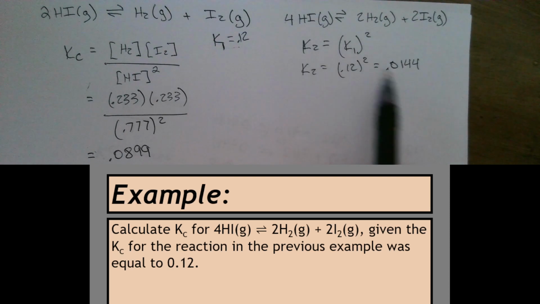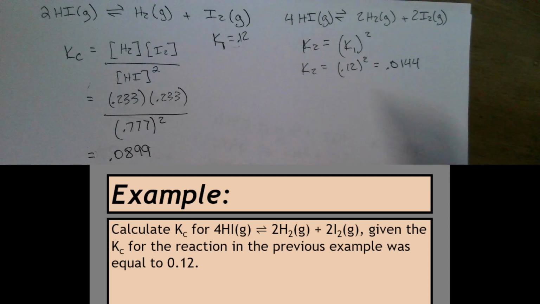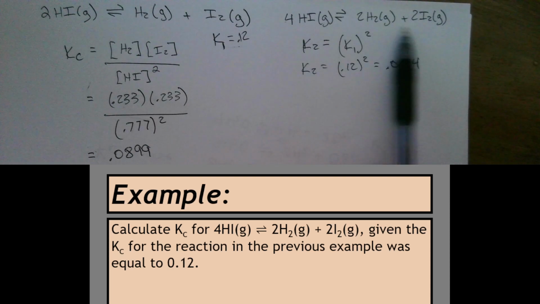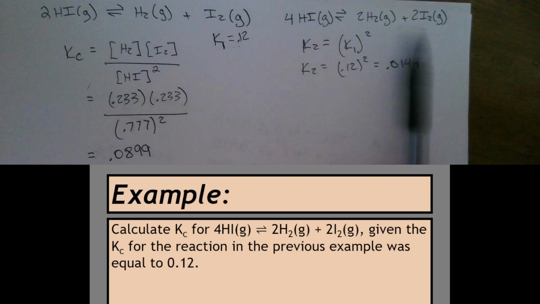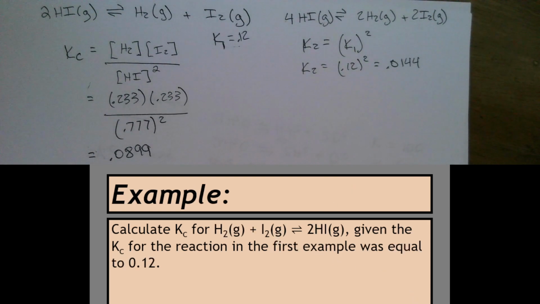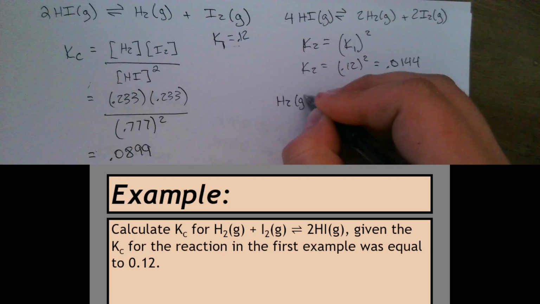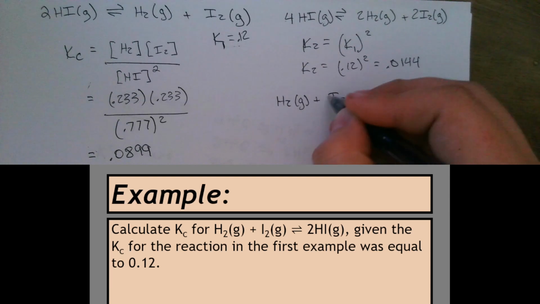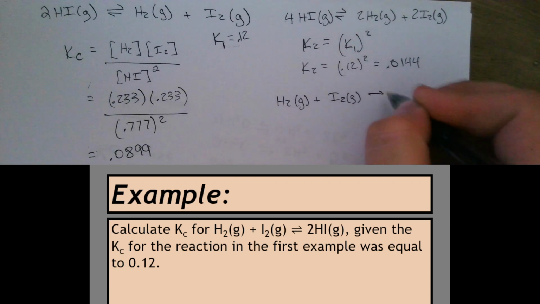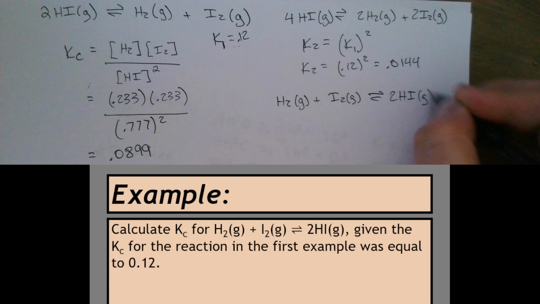Okay, so I could also have solved for all of this if they gave me the equilibrium concentrations, but they didn't. So I'm going to manipulate the equilibrium concentration. I doubled everything, so I can use this relationship to find K2. Calculate Kc for this other reaction. I have H2 plus I2 in equilibrium with 2HI gas.